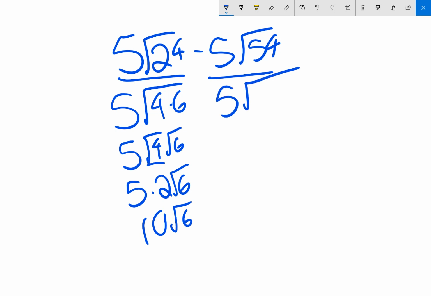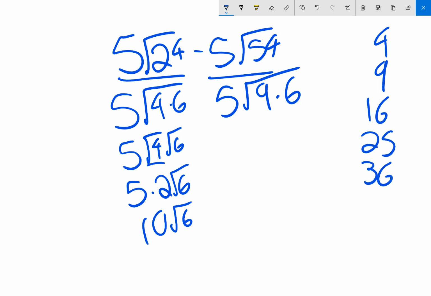Now 54, I can break that into 9 times 6. 9 is a perfect square, which is why I chose 9 times 6. Remember, when you're simplifying the number, you're trying to find what perfect square goes into that number. So 9 is the perfect square that goes in the 54, which is why I used it.